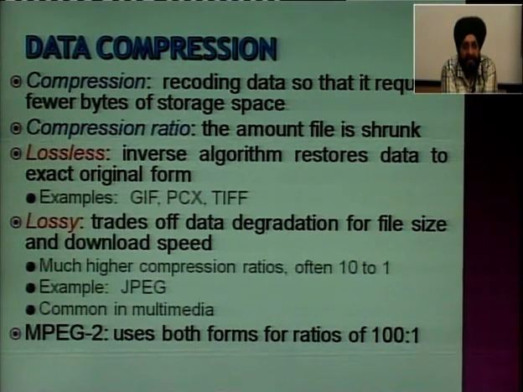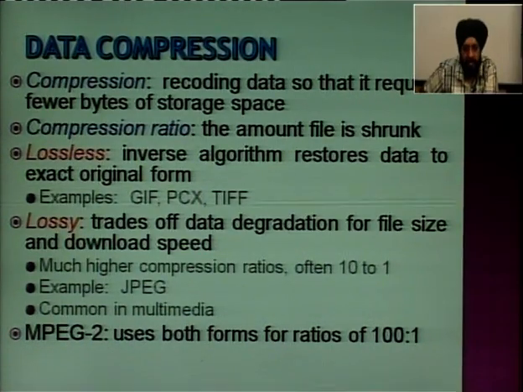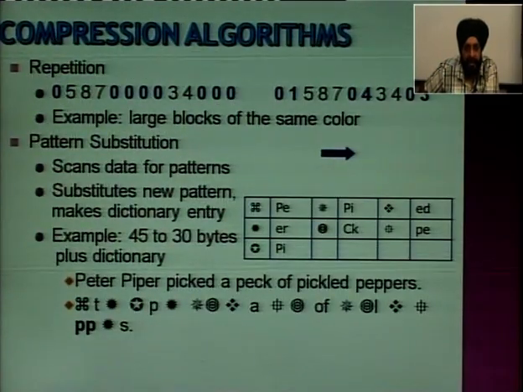Examples are GIF, PCX and TIFF. Lossy trades off data degradation for file size and download speed. So, this gives much higher compression ratios, often 10:1. Examples are JPEG, which is very common in multimedia. MPEG2 uses both forms, with ratios of 100:1. So, these are the data compression techniques and their compression algorithms, which we have discussed in detail.